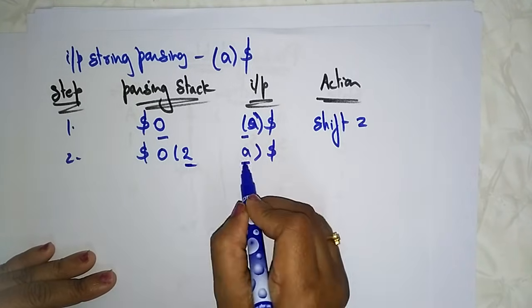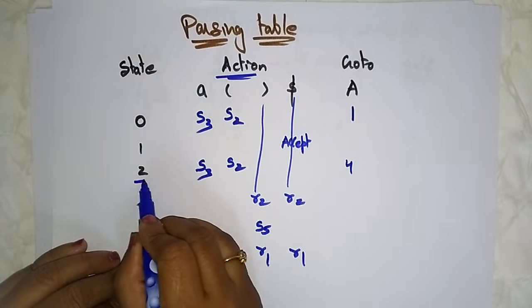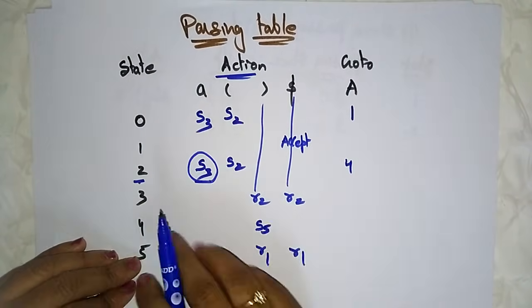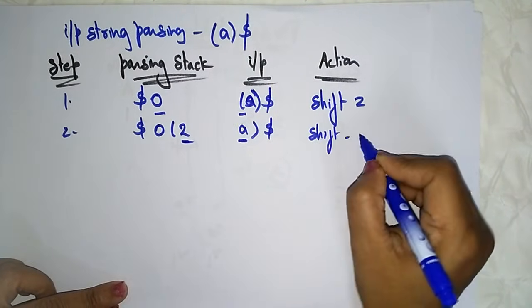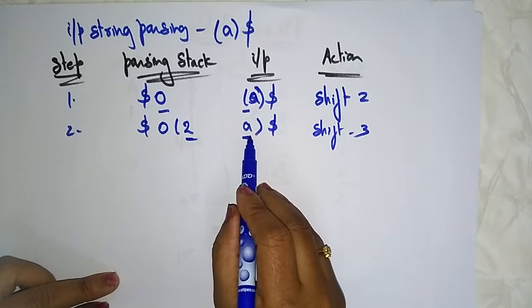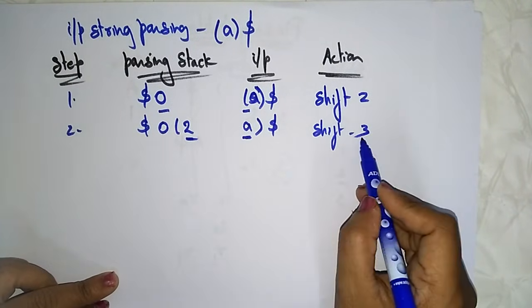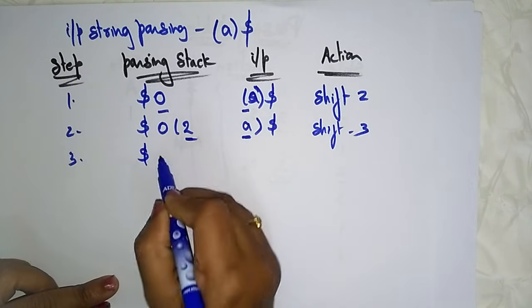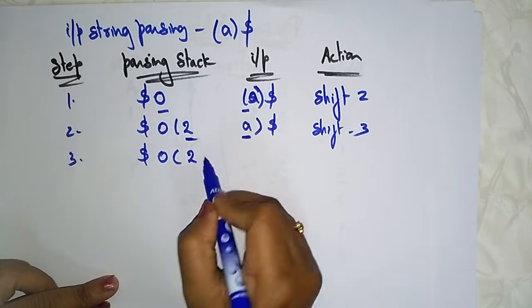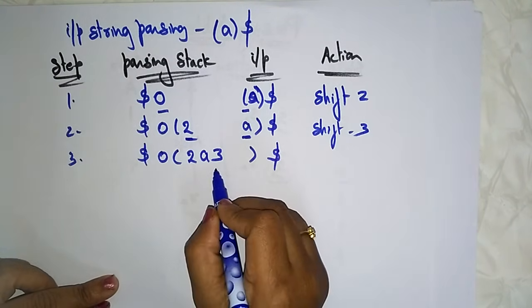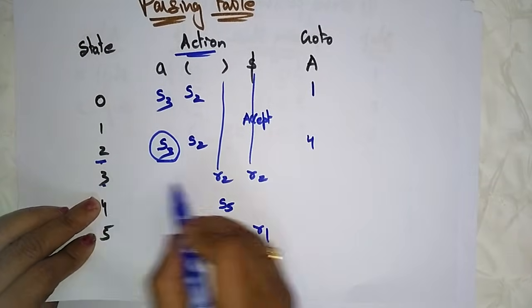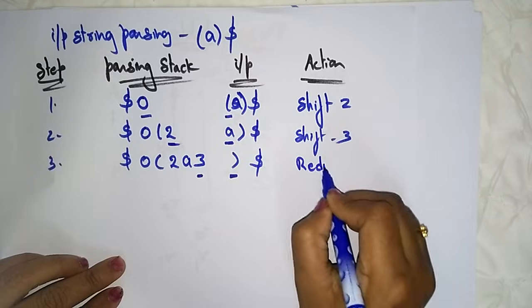Now check 2 and A. The state I2 and A. What is this? S3. S3 means shift. So shift the number along with 3. So what is the terminal that you have to shift? A with the number 3. Dollar 0 left parenthesis 2 A 3 right parenthesis dollar. Now check 3 and dollar. So the state 3 and dollar is R2. R2 means reduce.